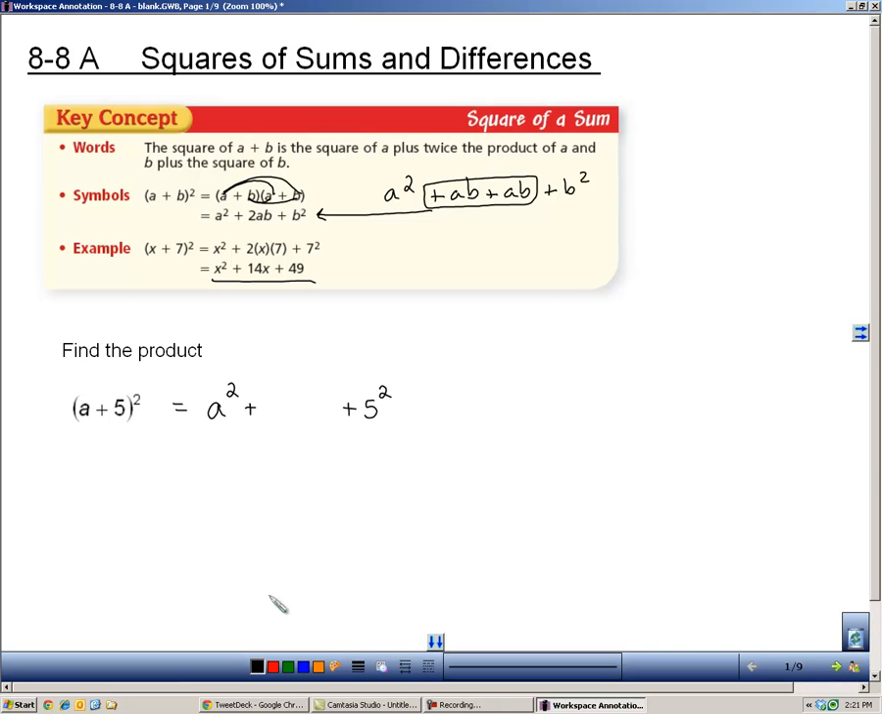But the middle term is always going to be 2 times the first term, in our case a, times the last term, in our case 5. So simplifying that, we get a squared plus 10a plus 25. So (a + 5) in parentheses squared will simplify to a squared plus 10a plus 25. That's using the square of a sum pattern to go from here to here quickly.